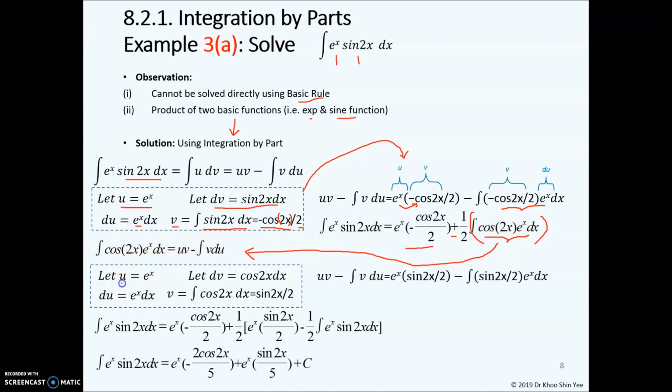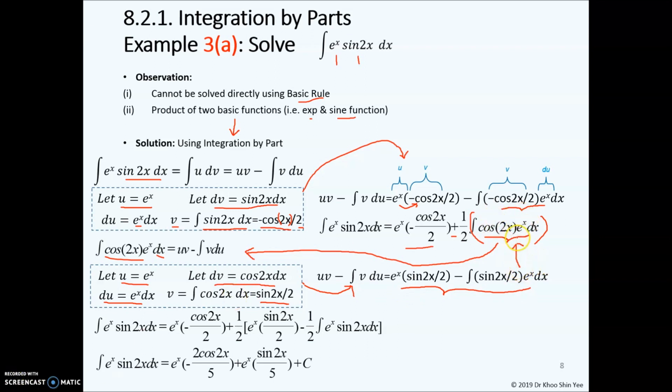So in this case, same, we choose u equal to e^x, dv equal to cos 2x dx. So you get du equal to e^x dx, and dv equal to cos 2x dx. So you have to do the integration. After you integrate, you should get sine 2x divided by 2. And then you substitute this into the uv minus integral of v du formula, and you get this result. So this result is for this integral part only.